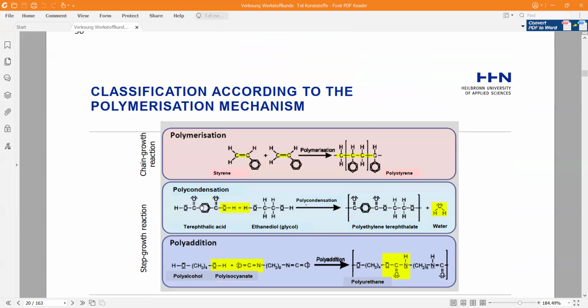So this is one of the most important slides in exams, classification according to the polymerization mechanism. We have to know there are three basic types: polymerization, polycondensation, polyaddition. Polymerization is a chain growth reaction. Two molecules of styrene, within the polymerization process, we get polystyrene.